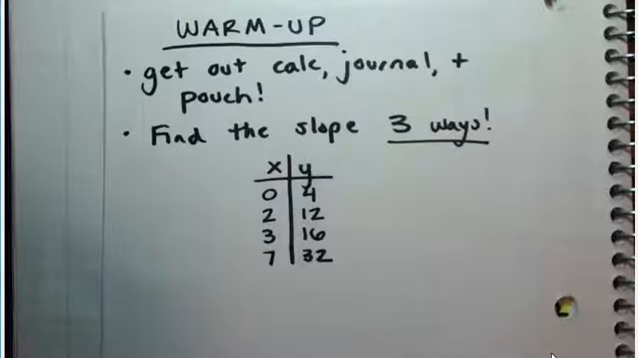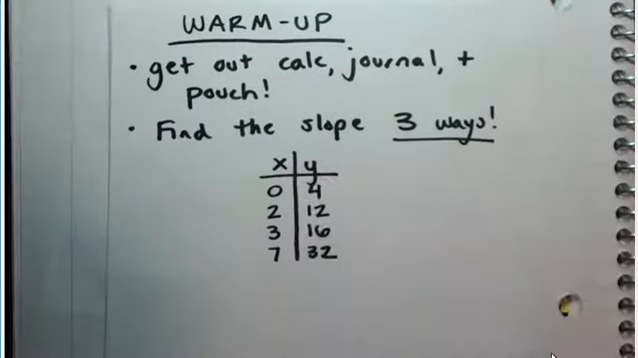Okay, so for today, your warm-up, you should already have your calculator, journal, and pencil pouch out on your desk. I'm giving you a table of x and y values, and I want you to find the slope 3 different ways. So go back in your notes if you need to. You should definitely be able to find it 2 ways, and then the third way might just need a refresher. So find the slope 3 different ways, and then when you're done, check with your neighbor, see maybe if they have the same ways as you, and then we'll go over it.